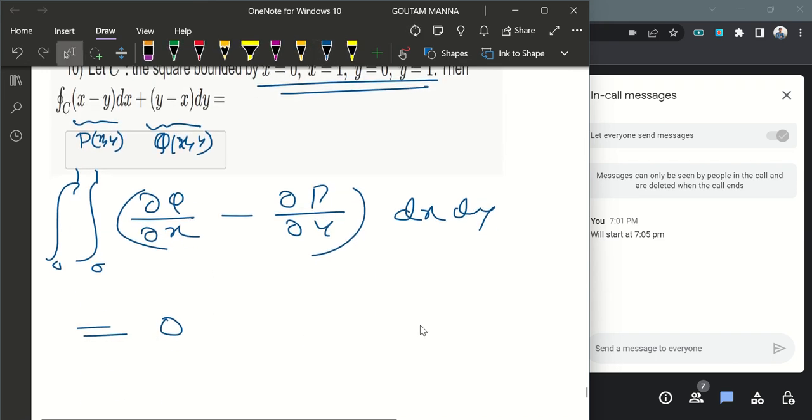This del q del x is minus 1, and del p del y is also minus 1. So minus 1 minus minus 1 is 0.